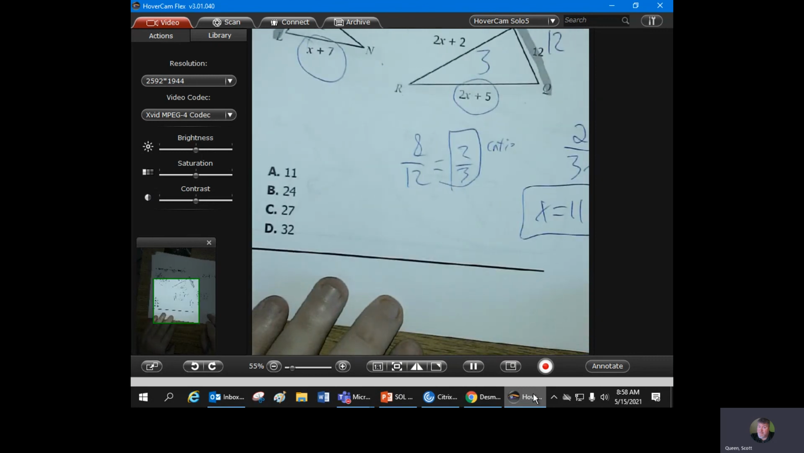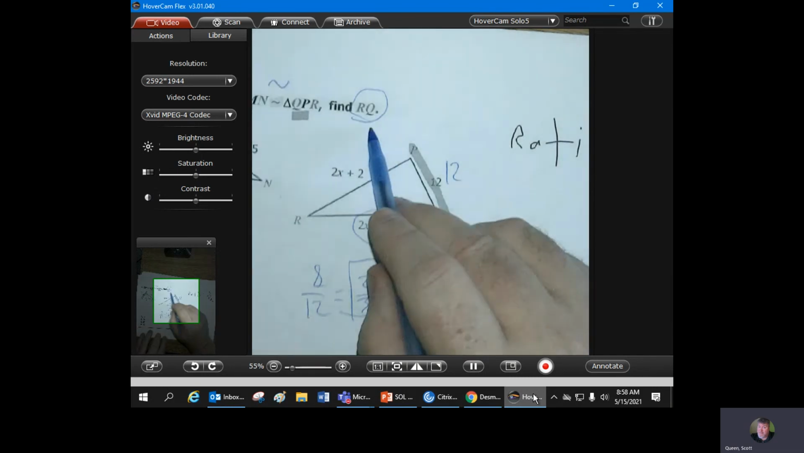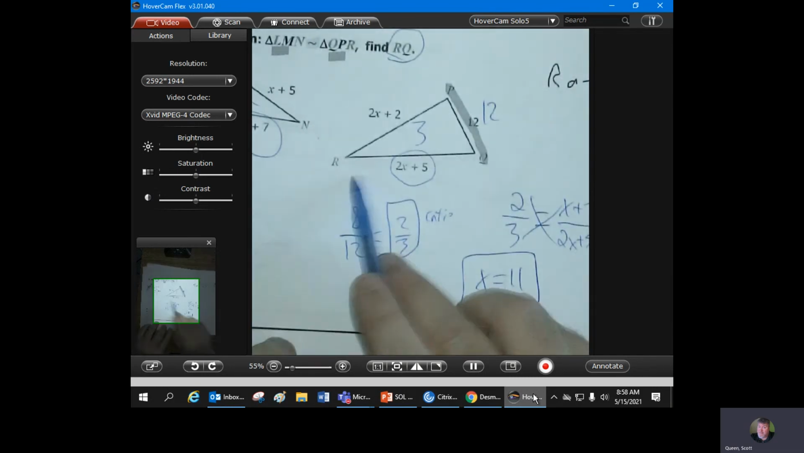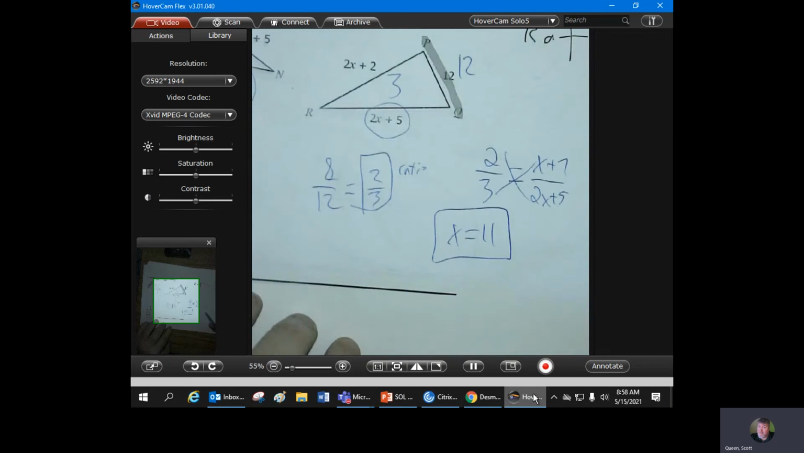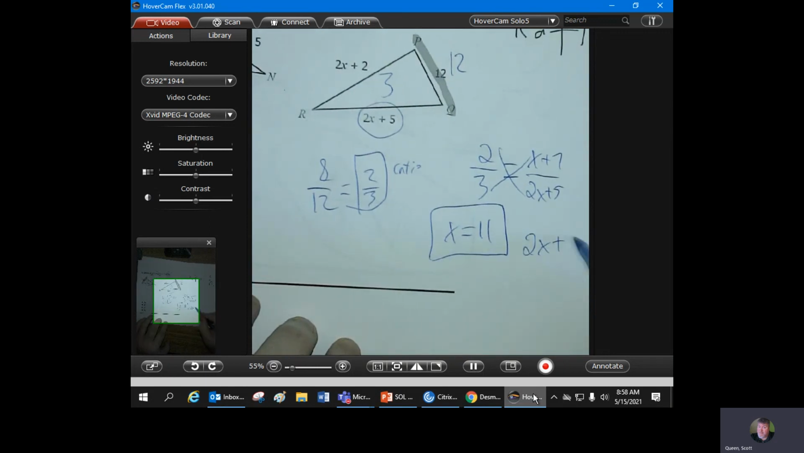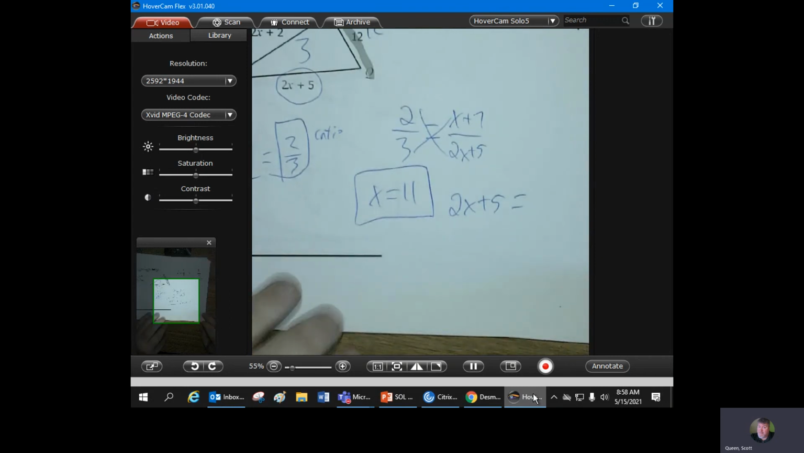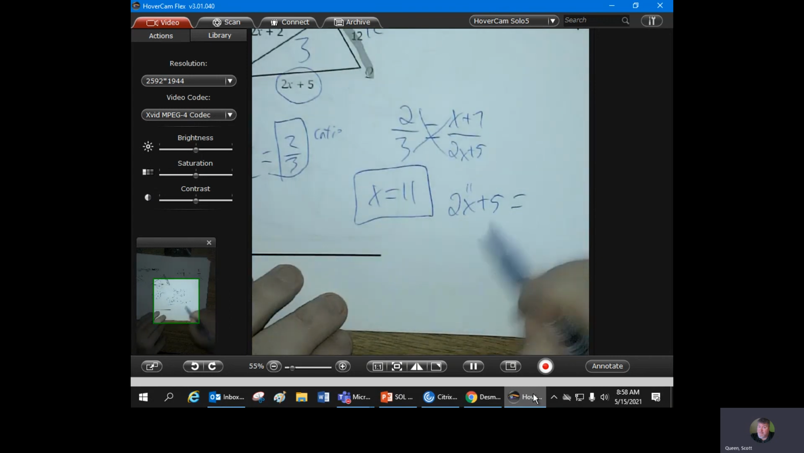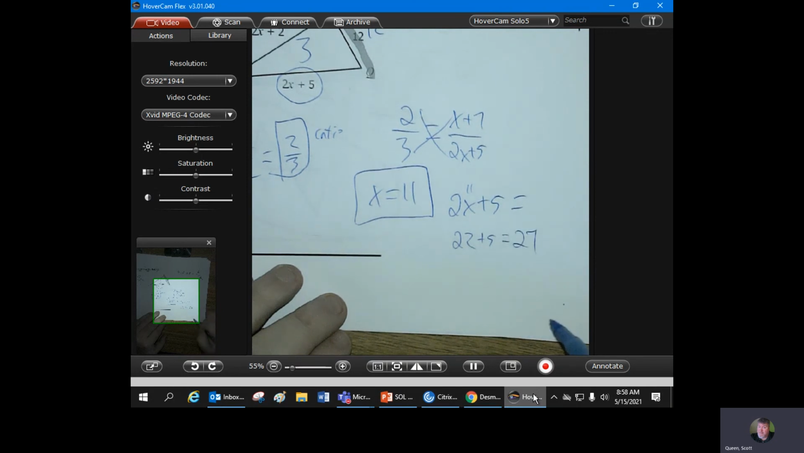But is that the question they're asking? No, that's why I circled it. We're finding RQ. RQ is 2x plus 5. So I need to plug that in. 2x plus 5. Now, I could throw that in the calculator, or you can do it by hand, whichever one's best or quickest for you. Since I know that's 11, I know that 2 times 11 is 22, plus 5, that's going to equal 27. See what I did there?